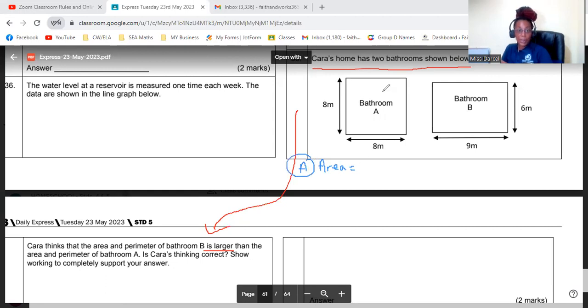The area of a square is side by side. So 8 multiplied by 8 will give us 64 meters squared. The perimeter of a square is side multiplied by 4. So 8 multiplied by 4 equals 32 meters.